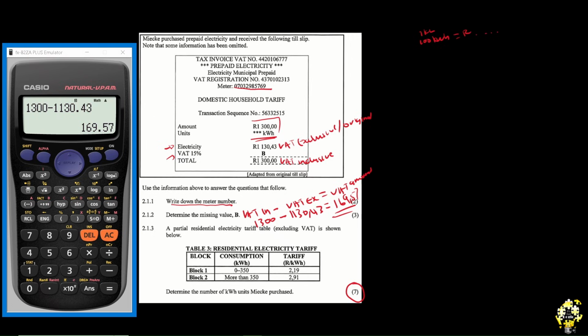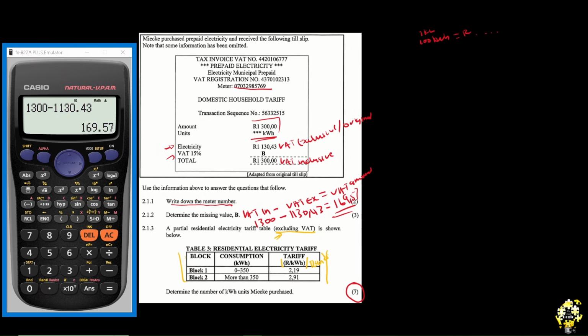A partial residential electricity tariff table that excludes VAT is shown below. This whole table excludes VAT. Do you remember our steps? Cents or rands? Look at this here. It's rands. We now know that we are dealing with rands, not cents. Number 2, VAT inclusive or VAT exclusive? It's VAT exclusive. Number 3, periods. We actually have just one period.